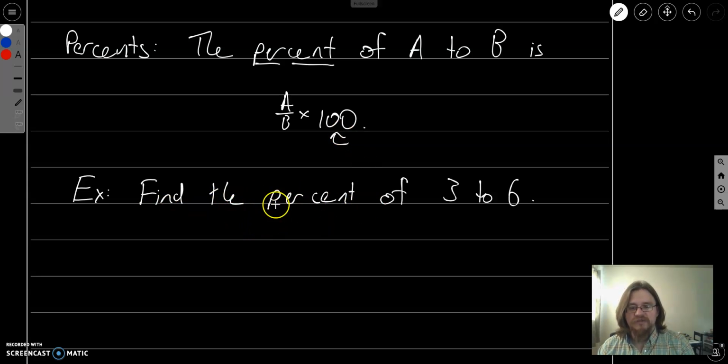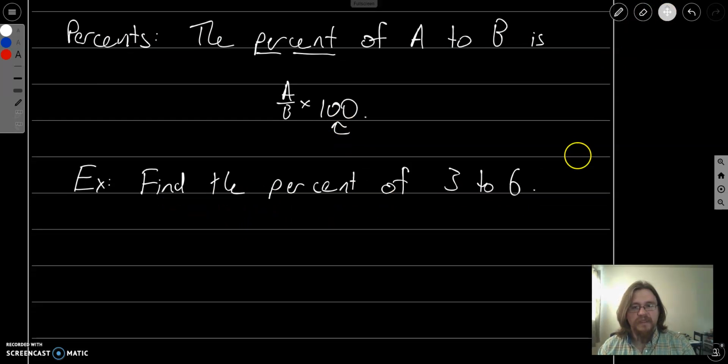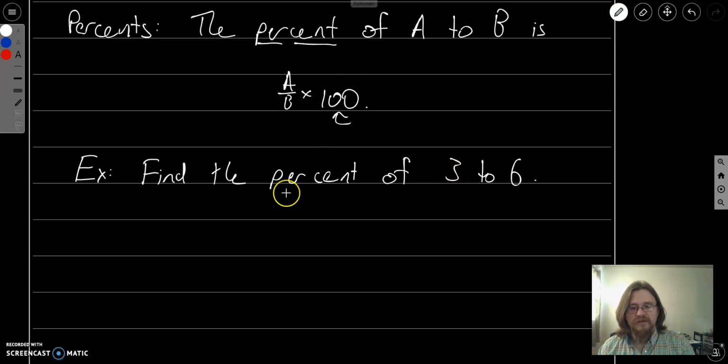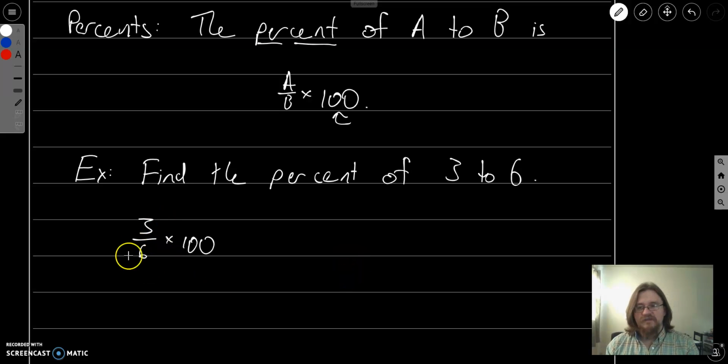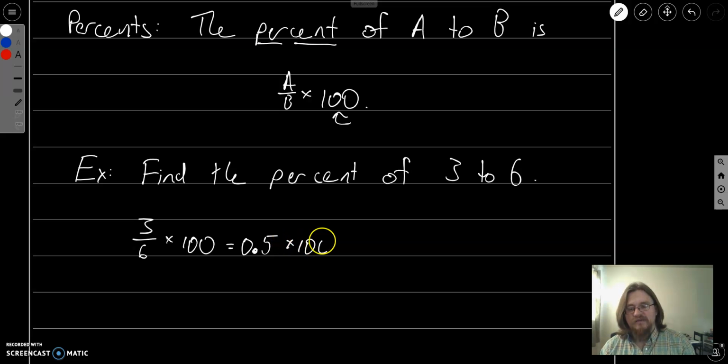So let's go through an example. Let's find the percent of 3 to 6. So we use our formula. And we go, okay, so percent of 3 to 6, we take 3 and we divide it by 6. And we'll end up multiplying this by 100. 3 divided by 6, this is something that we can just plug into a calculator, and we'll see that we get 0.5. And we'll end up needing to multiply this by 100. The 100 doesn't go away. And when we multiply anything by 100, it's really nice because we're just shifting the decimal place over.